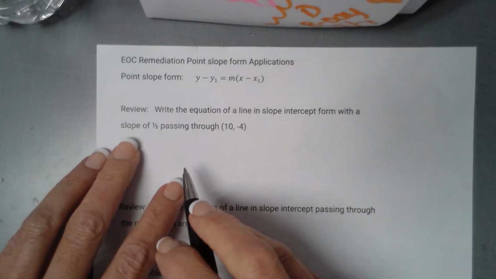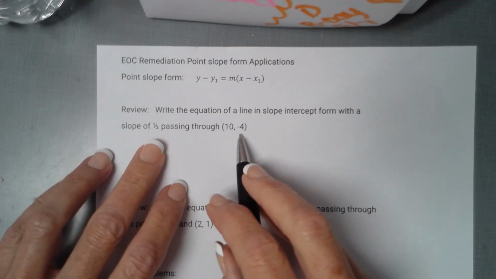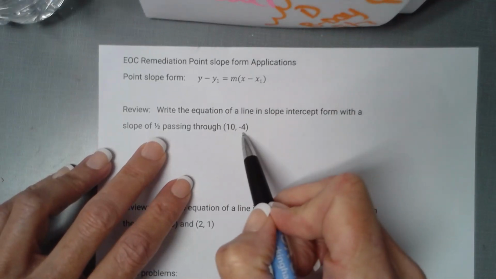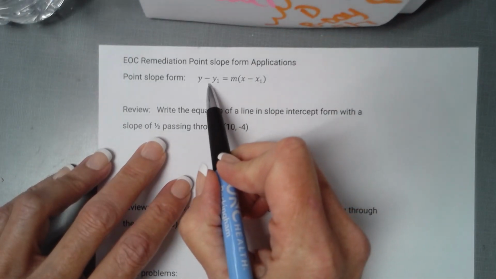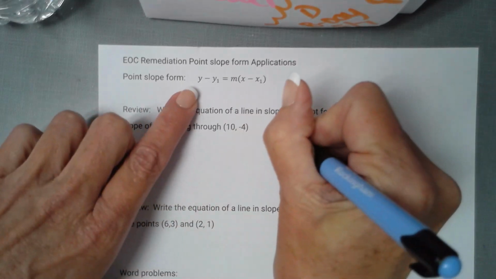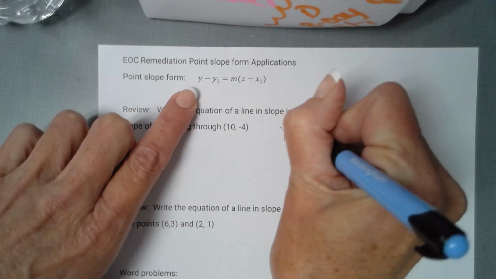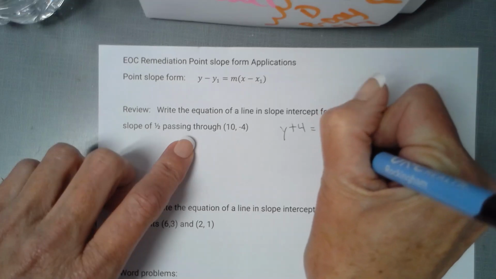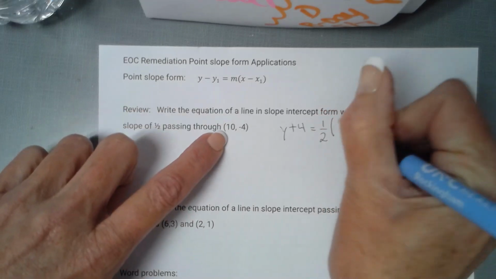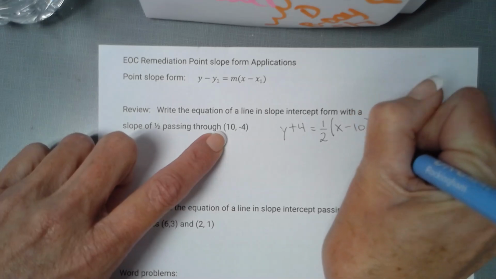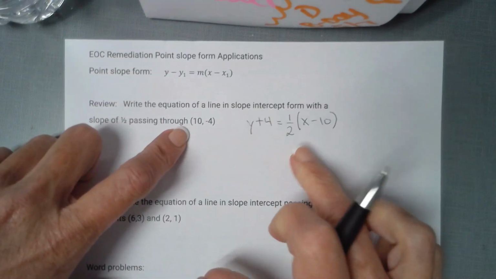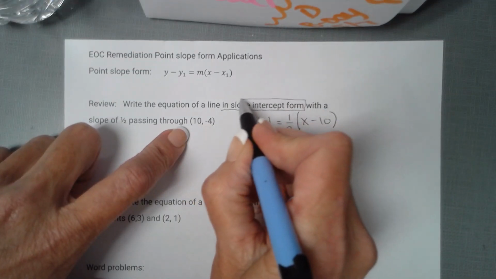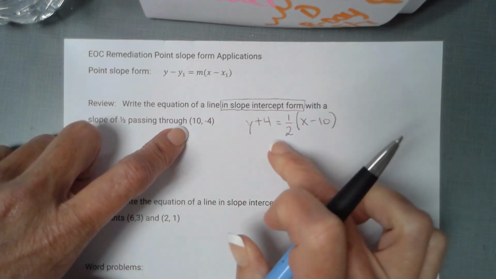We are given a slope of a half passing through the point (10, -4), and we need to write an equation. So this is a y, and remember when you pop it in, you're doing the opposite sign. So this is going to be y plus 4 equals, m stands for slope, which is 1/2, and then opposite sign, x minus 10. We need to get in the habit of being able to simplify this down to slope-intercept form, because you're going to be tested on that. This is not slope-intercept form.